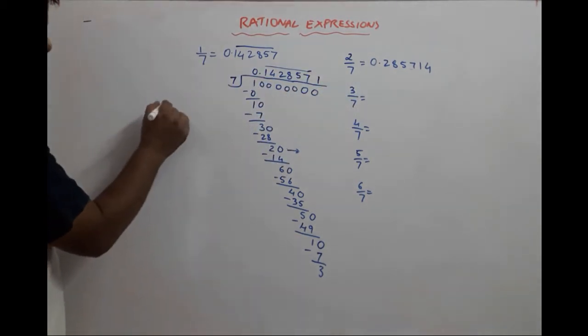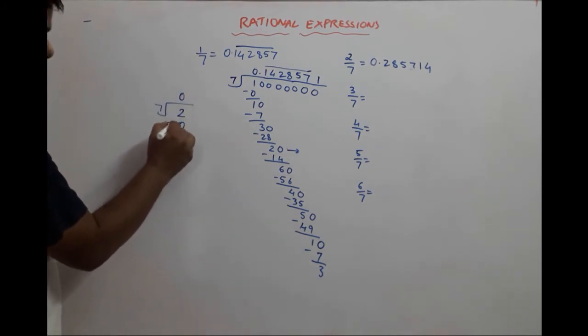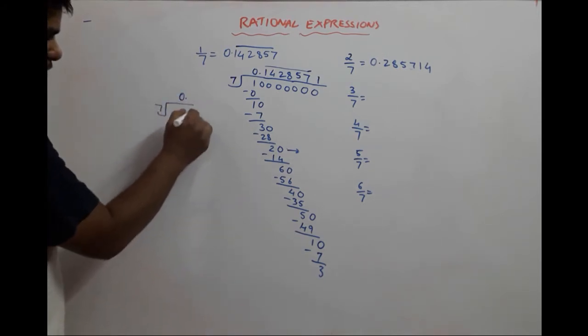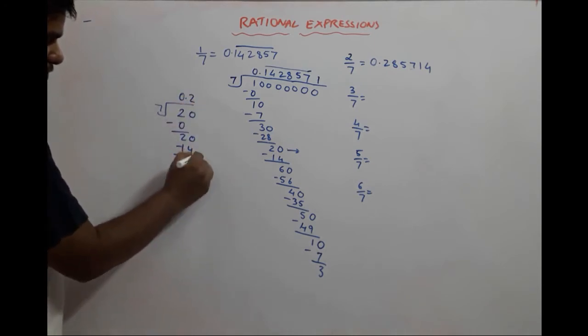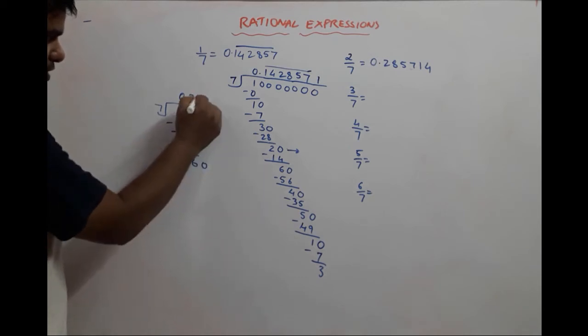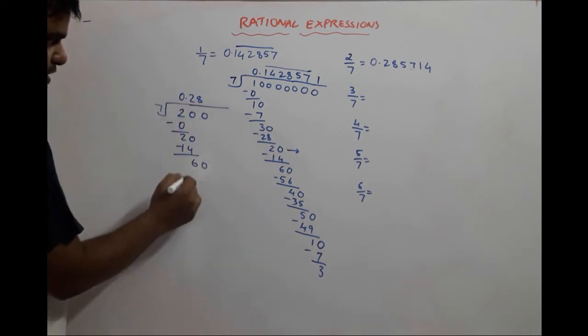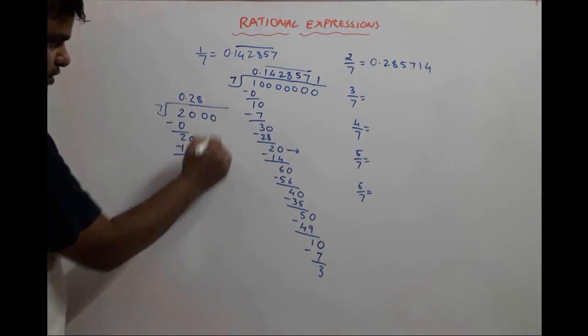So 7 divided by 2. 0, 0, 2. Put a decimal point here because we bring a 0 here. Bring this down. 7 twos are 14. 6. Put a 0 here. Put this down. 8. Extend this line. 7 eights are 56. 4. Put a 0 here. Bring this down.